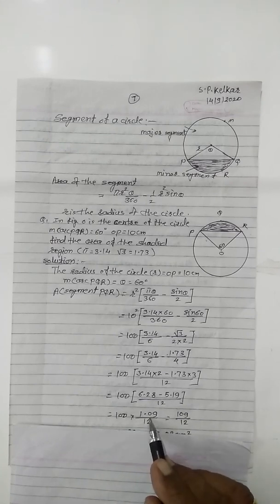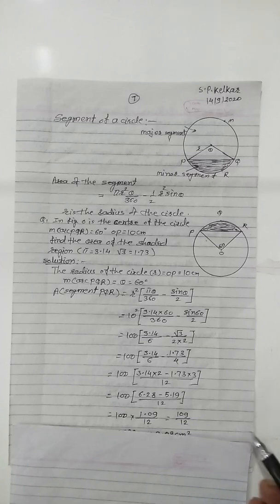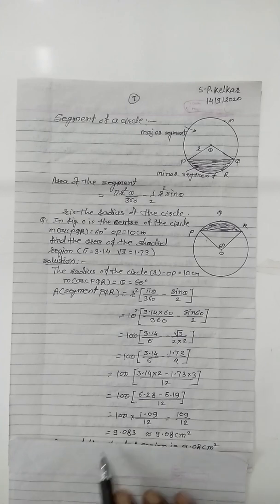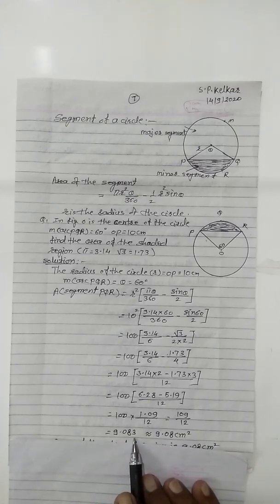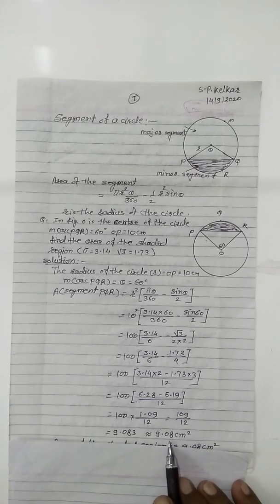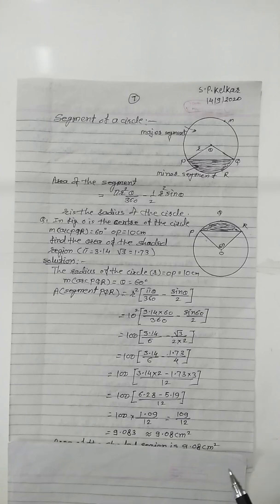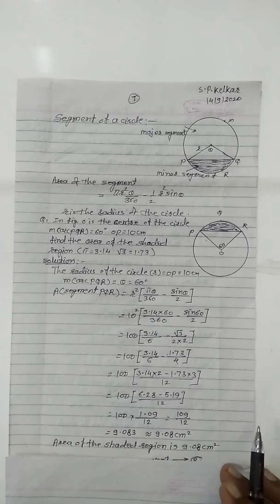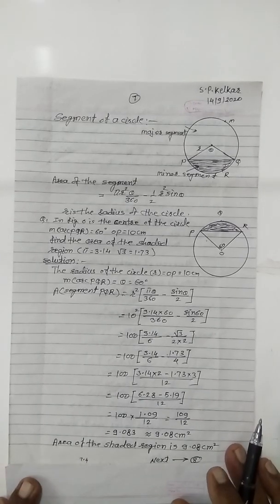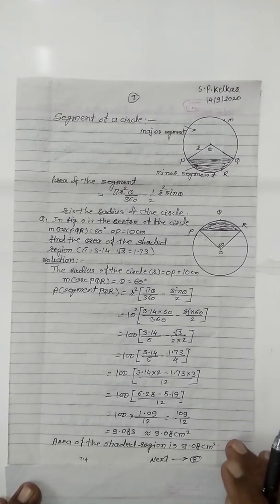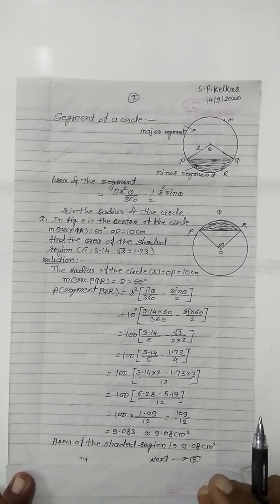Now 100 into 1.09 gives 109 divided by 12. Then divide this 109 by 12, we get 9.083. That is the approximate value, 9.08 centimeter square, means area of that segment is 9.08 centimeter square. Now this example is taken from practice set 7.4. You can solve the examples from 7.4.